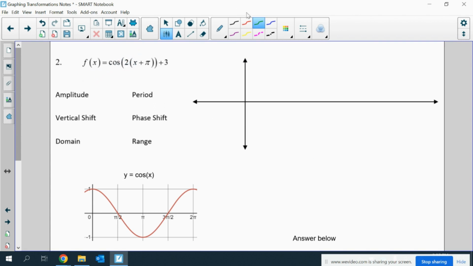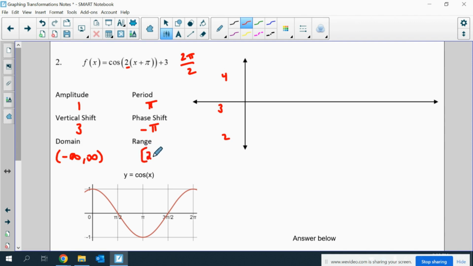Cosine, notice this 2 is already factored out, so I'm going to try and do most of these problems a lot quicker. Amplitude is 1, vertical shift is up 3. Period in this problem, once again, 2 pi divided by b. So period of 2 pi normally divided by 2 gives me pi. Phase shift is to the left pi. Domain of all sine and cosines are negative infinity to infinity. And then the range of this function, notice that there's no change in amplitude, but it gets moved up 3.